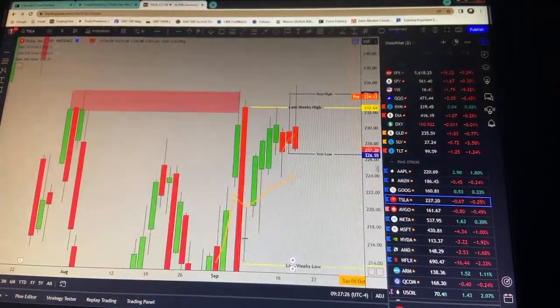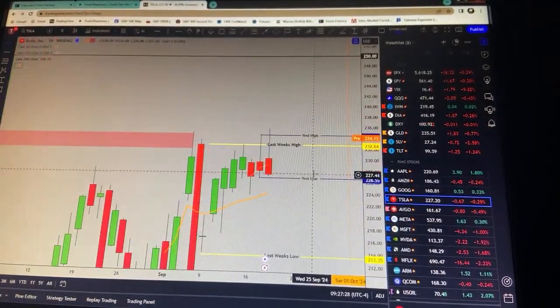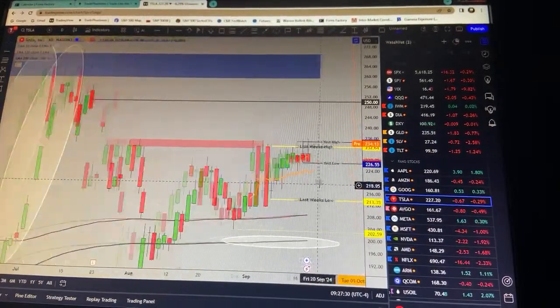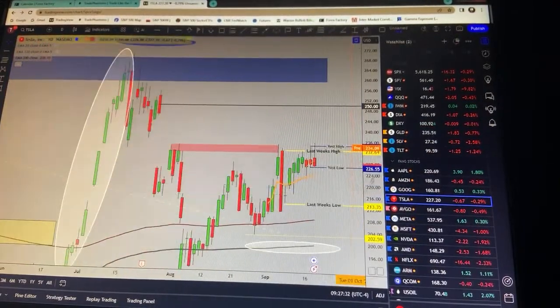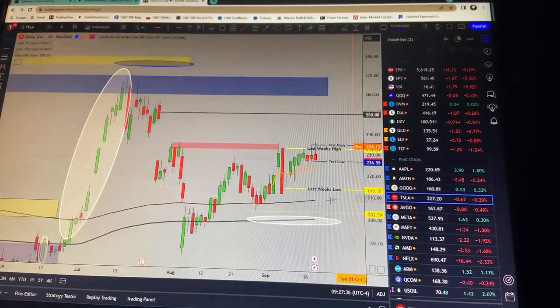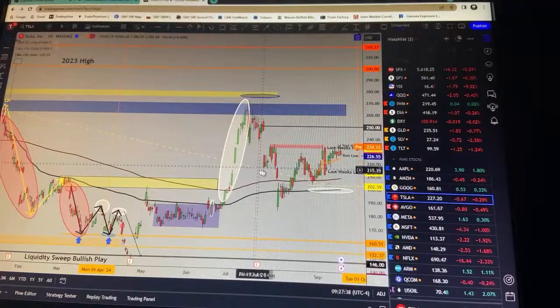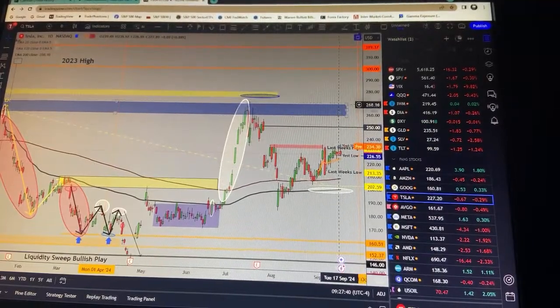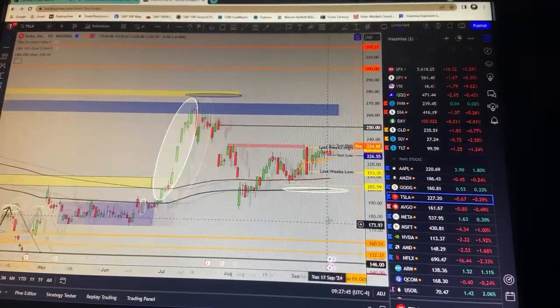So Tesla is not really participating very strongly right now with this. I'm long Tesla on a swing trade here. Now Tesla kind of does its own thing. It's either leading or it's lagging. Tesla always is kind of doing its own thing.